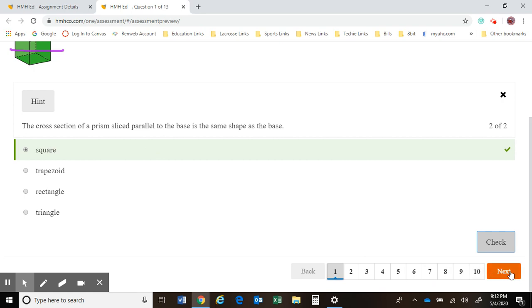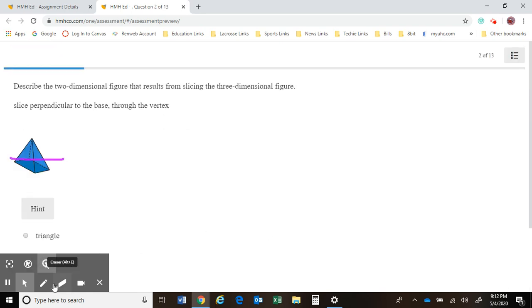All right, and moving on, number 2. Okay, let me clear that off. Now describe the two-dimensional figure that results from slicing the three-dimensional figure sliced perpendicular to the base. So of course, perpendicular to the base, we're going to make a right angle, and it says through the vertex. So that's actually important. We're going to start at the tip, and we're going to go straight down. So what shape results right here? Hopefully you see that that is a triangle shape.